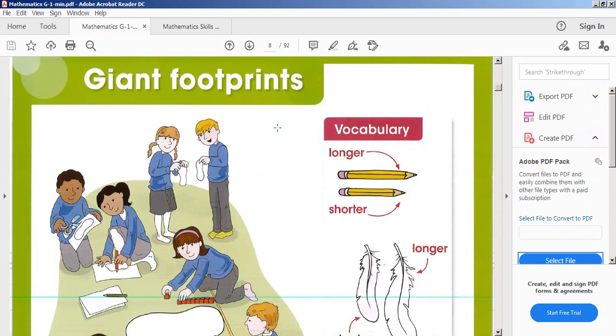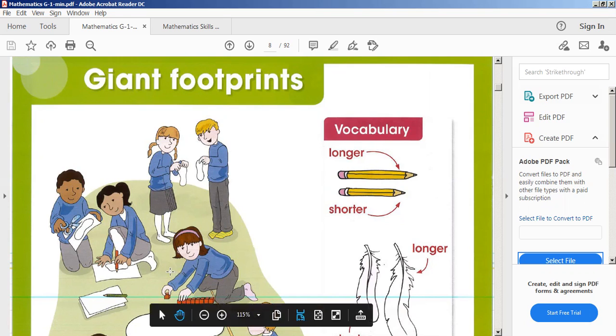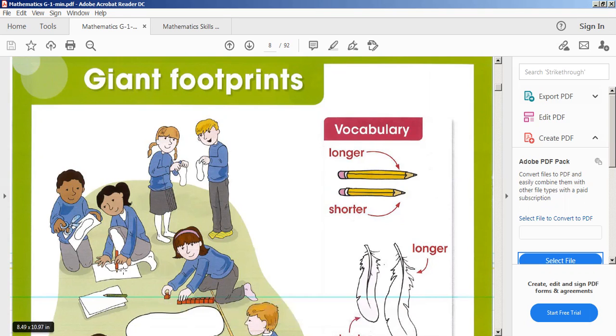Now we have maths, and our topic is giant footprints. This is from your learner's book, page number 10, and your skills book, pages 6 and 7. First of all, we will see what the children are doing. They are measuring their footprints, and they want to know who has the giant footprint in the class.